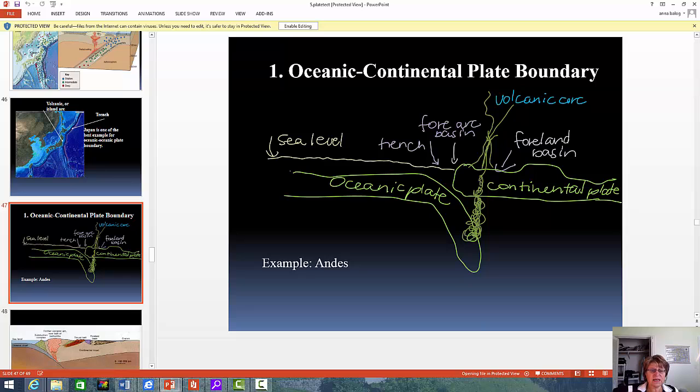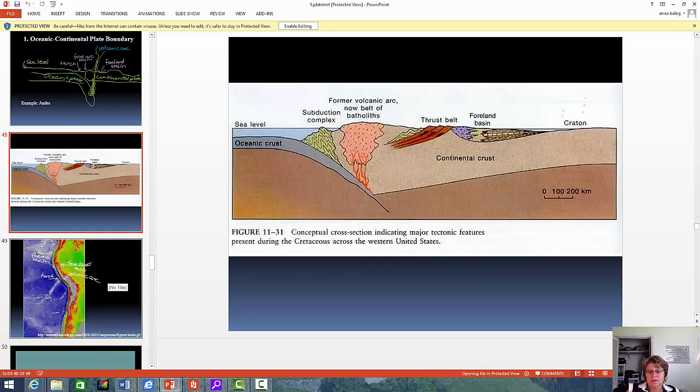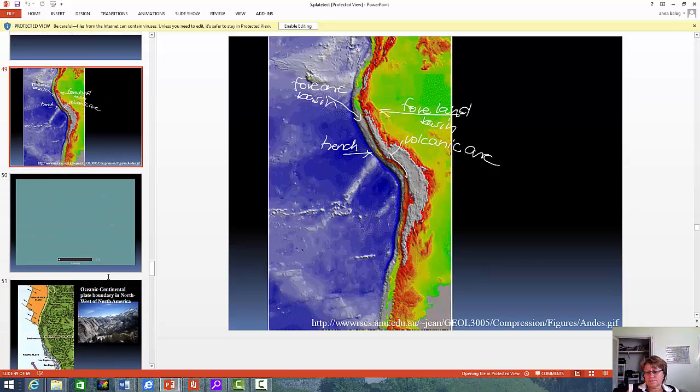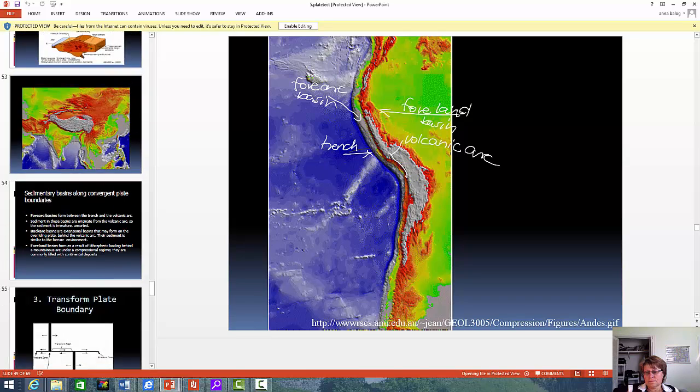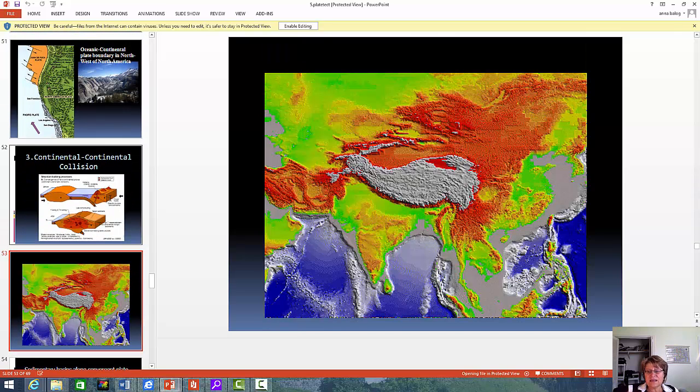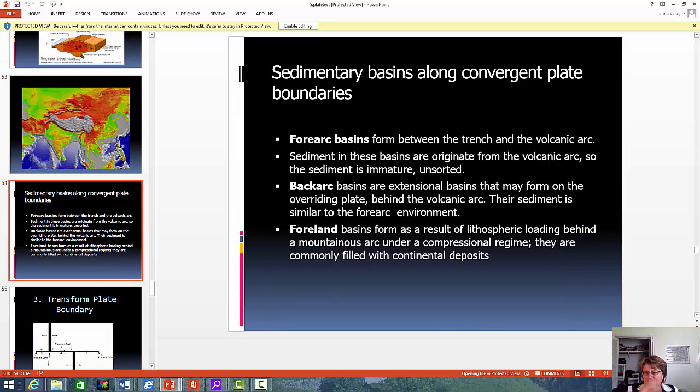So here is the oceanic continental. In the oceanic continental, you got foreland basin. Okay, so forearc and foreland. And then the continent examples: Alps, Himalaya. Alps is between Africa and Europe. Himalaya is between India and Asia. And what kind of sedimentary basins are you going to have there? So it's kind of important.